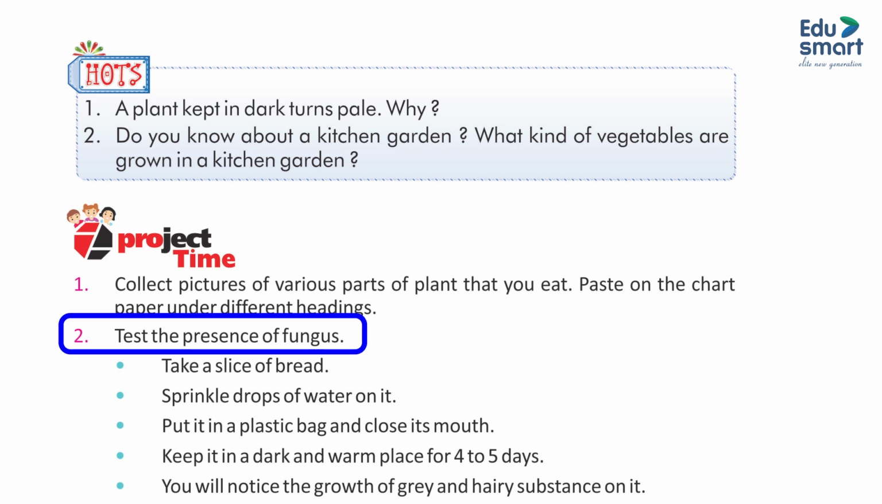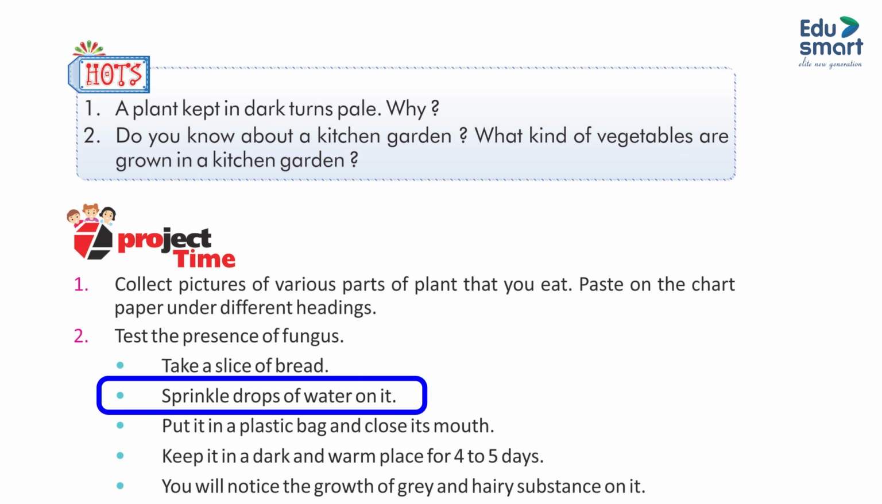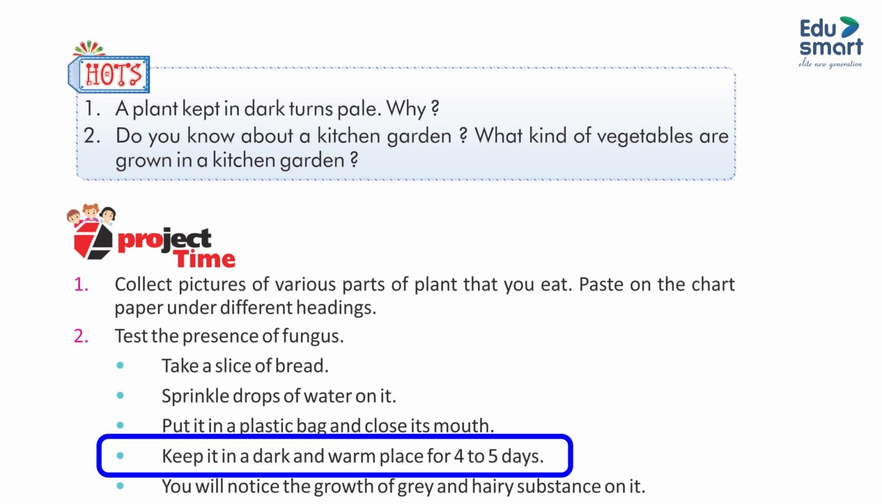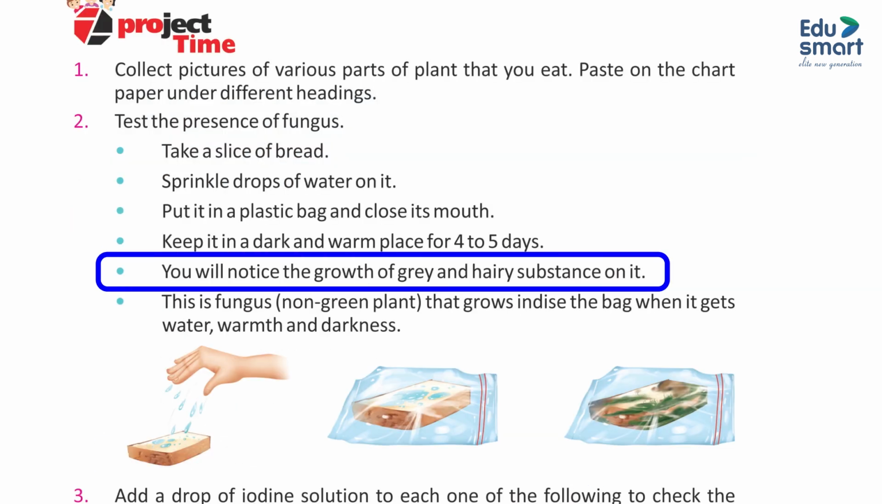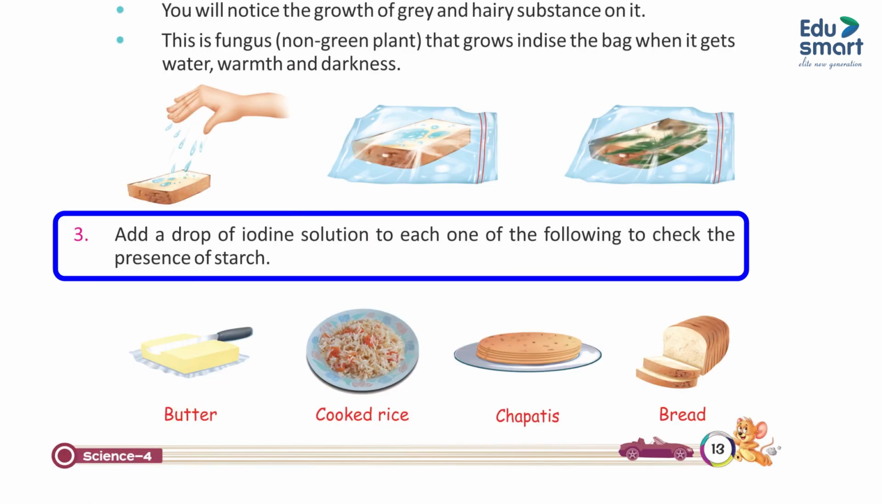2. Test the presence of fungus. Take a slice of bread, sprinkle drops of water on it. Put in a plastic bag and close its mouth. Keep in a dark and warm place for 3 to 4 days. You will notice the growth of grey and hairy substance on it. This is fungus, a non-green plant that grows inside the bag when it gets water, warmth and darkness. 3. Add a drop of iodine solution to each one of the following to check the presence of starch.